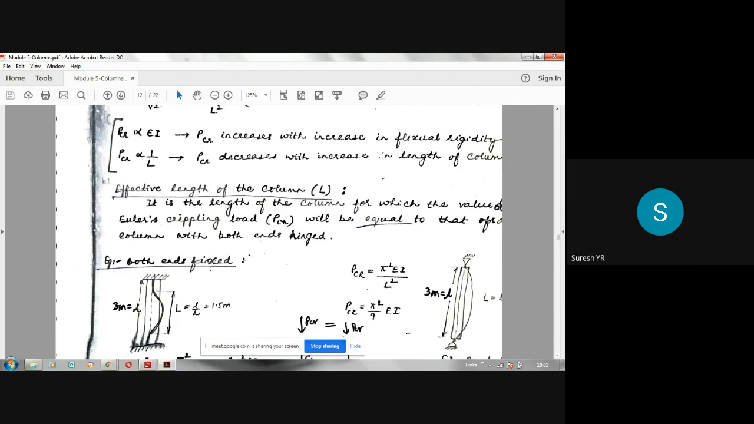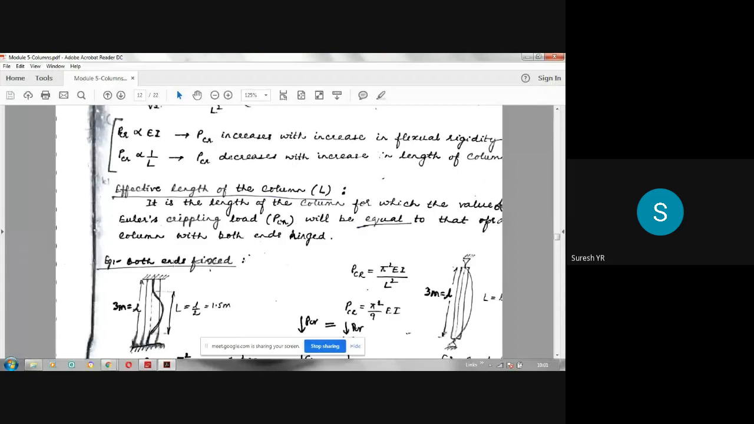It is the length of the column for which the value of Euler's crippling load PCR will be equal to that for a column with both ends hinged. So whatever may be the end conditions of the column given, we are comparing that with the both ends hinged condition, and whatever length we are going to get for that case, that will be your effective length. This is how it is defined.